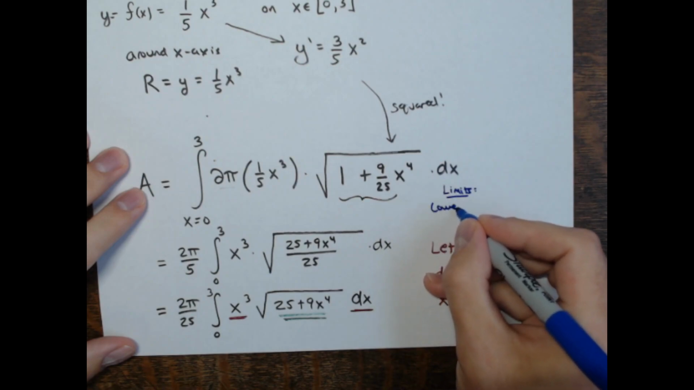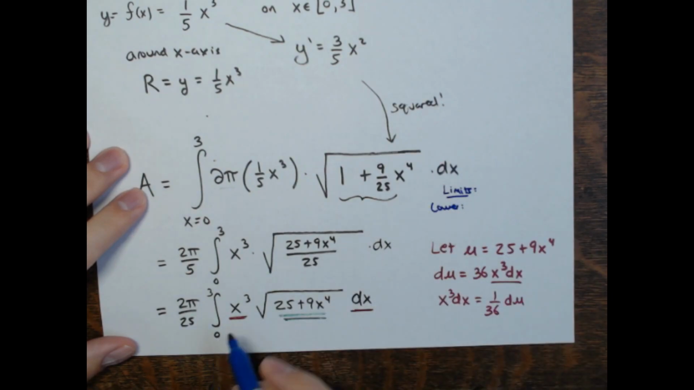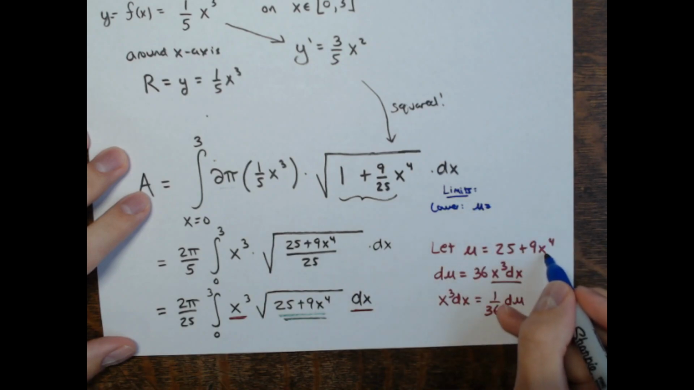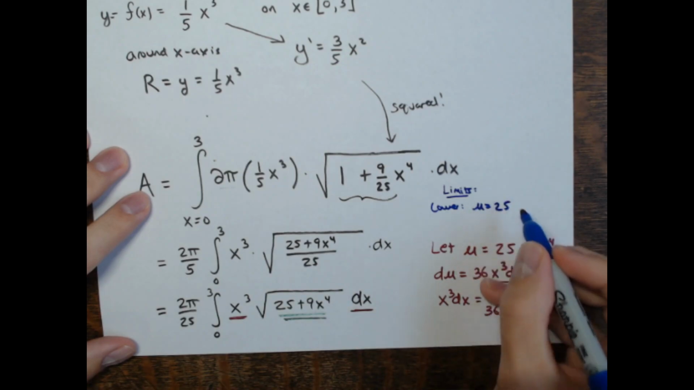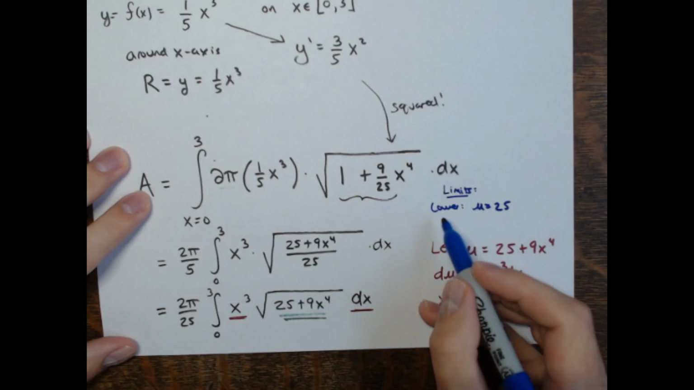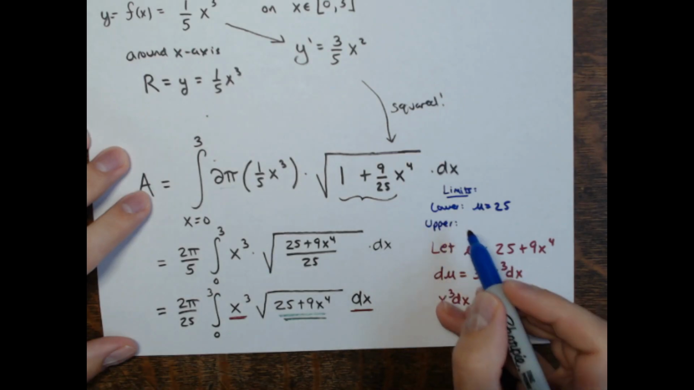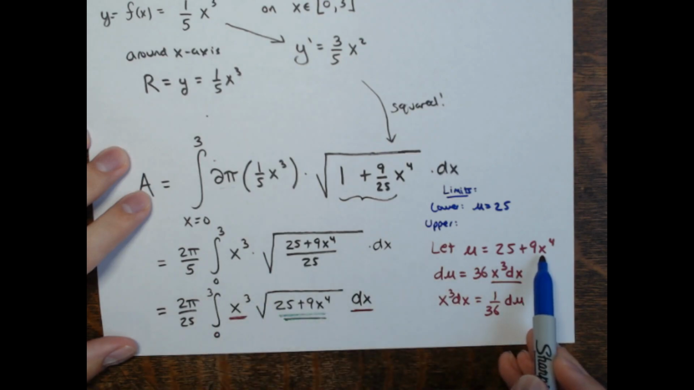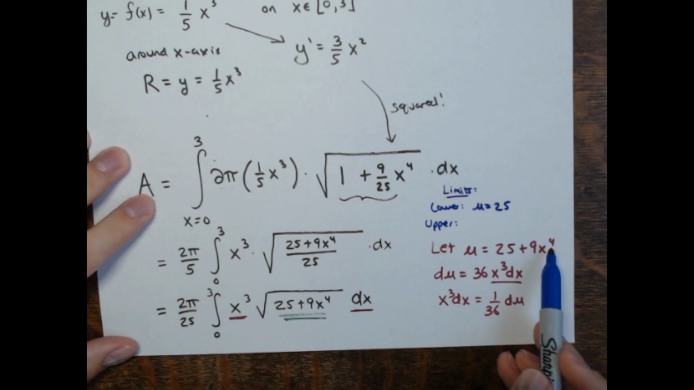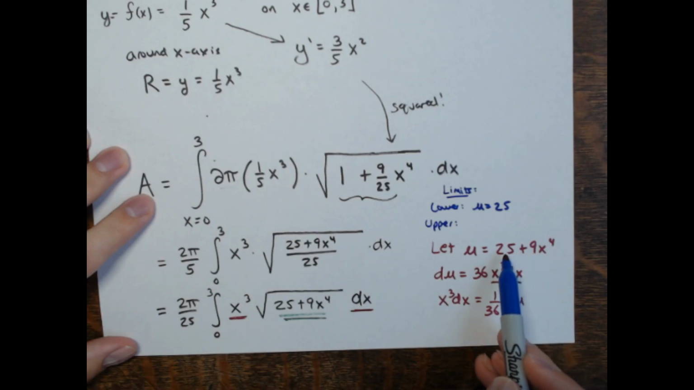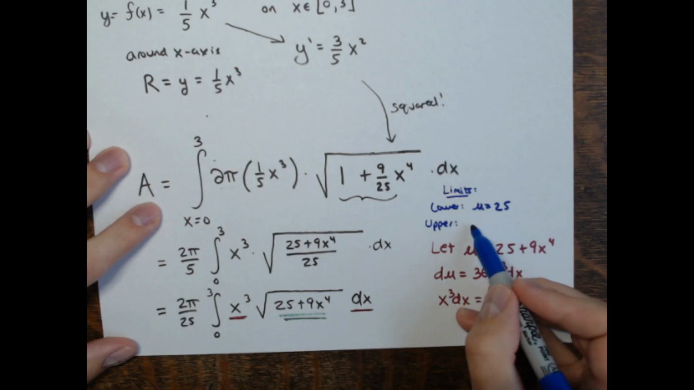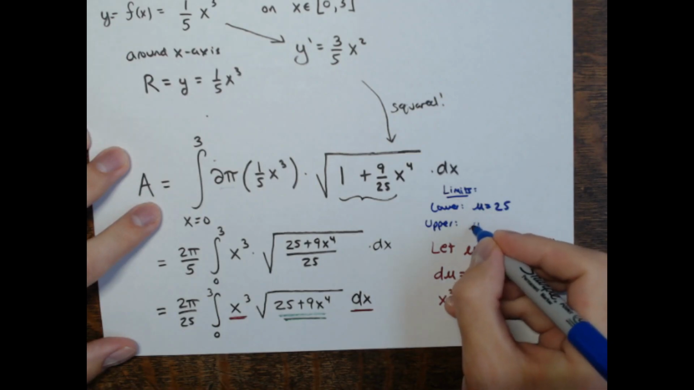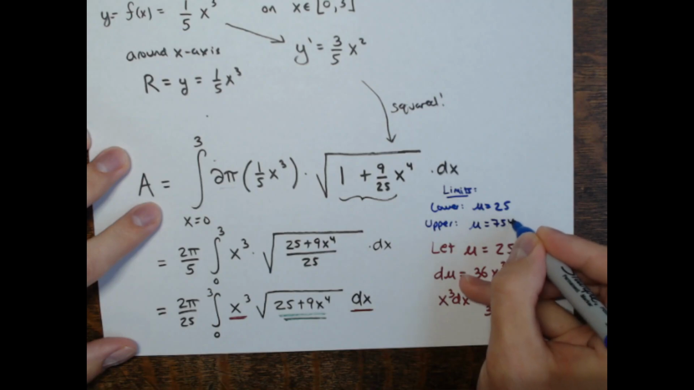The lower limit, the original lower limit was x equals 0. When x is 0, u is 25, right? So the new lower limit will be 25. The upper limit, the original upper limit was x equals 3. Now when x equals 3, 3 to the fourth, that's 81. Times 9 would be 729, and then plus 25 would be 754. U equals 754.